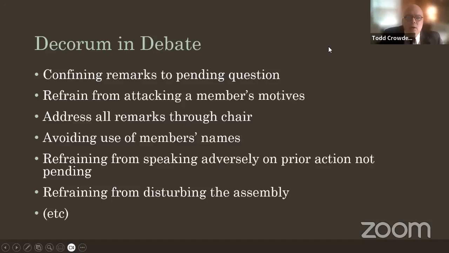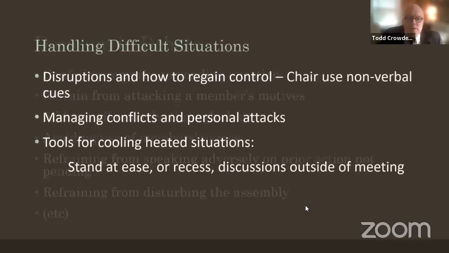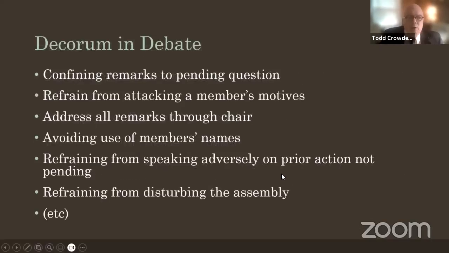Decorum in debate. Here are our rules of decorum. I don't think I've covered all of these yet, but this is pretty much them. Confining remarks to the pending question, it's got to be germane. Refraining from attacking a member's motives, addressing all remarks through the chair, avoiding use of members' names, refraining from speaking adversely on prior action not pending, and refraining from disturbing the assembly.